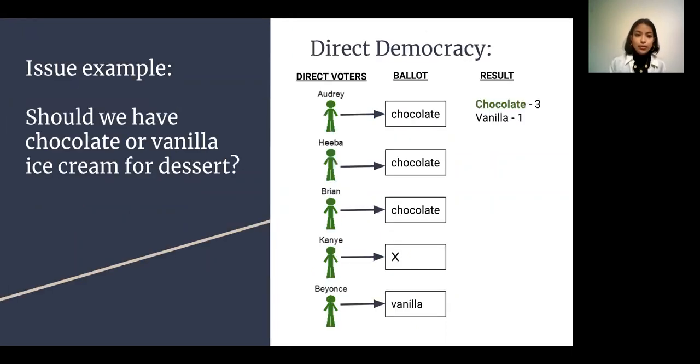So this is an example of direct democracy applied to the issue of should we have chocolate or vanilla ice cream for dessert, which is kind of just a simple binary topic. So we can see in this visual that each individual is directly voting on this issue and casting their own ballot. You might have someone who can choose to abstain from voting. And in this scenario, the result is chocolate, which wins with a vote of 3.